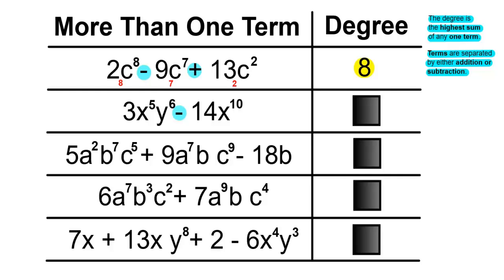There are 2 terms here. The degree of the first term is 11, and the degree of the second term is 10. So the degree of this binomial is 11.